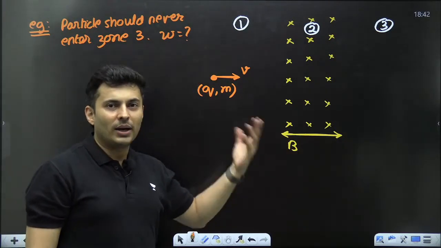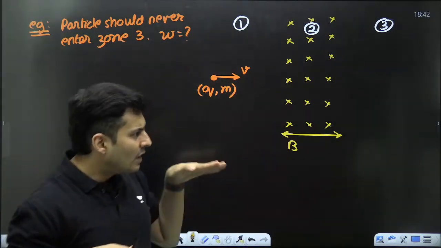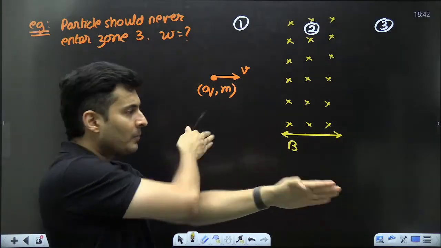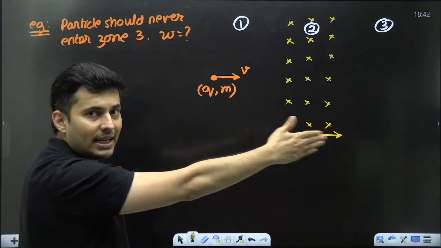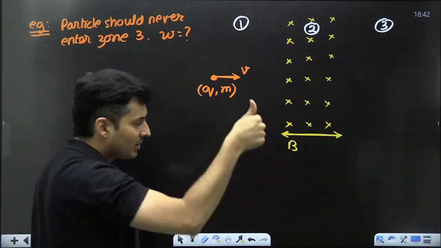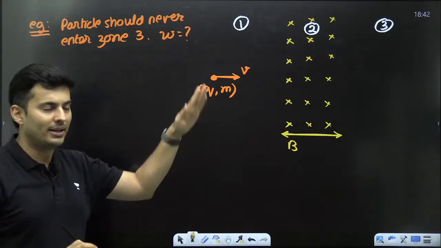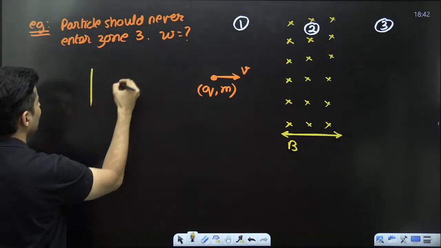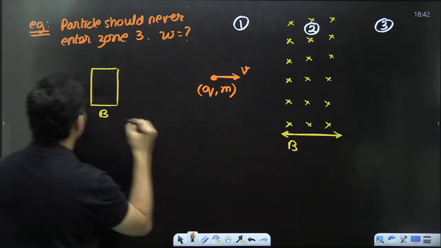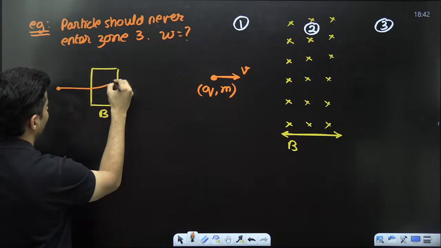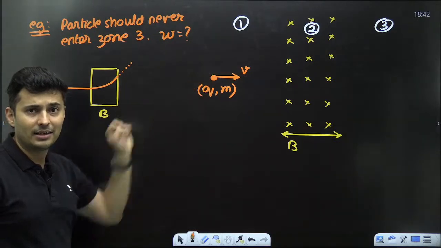First of all, try to visualize what exactly might happen. Just imagine, once the charged particle enters, velocity is there, magnetic field is inside. So if you do velocity cross B, V cross B will be the force this way. So it will deflect like this. It will 100% deflect upwards. So imagine this is the region where the magnetic field is present. The charged particle enters and deflects like this. It will definitely enter zone 3, 100%.